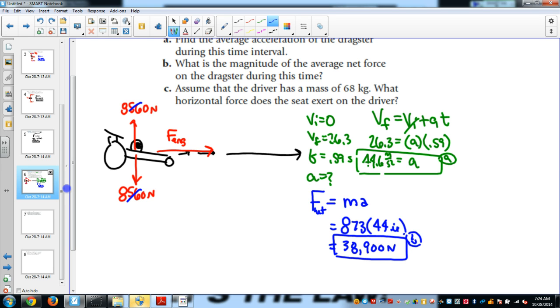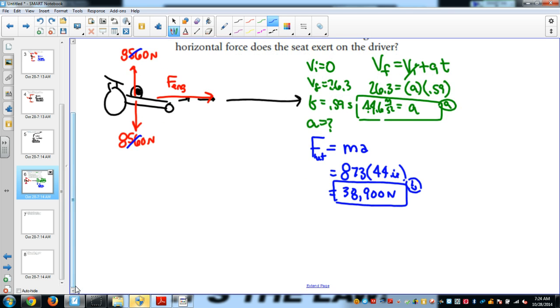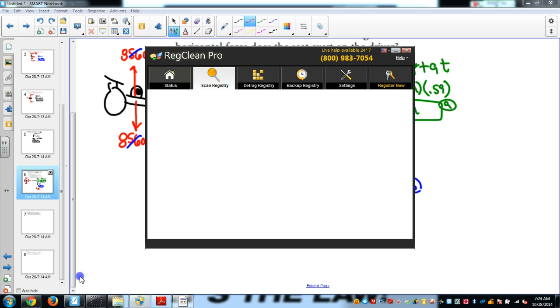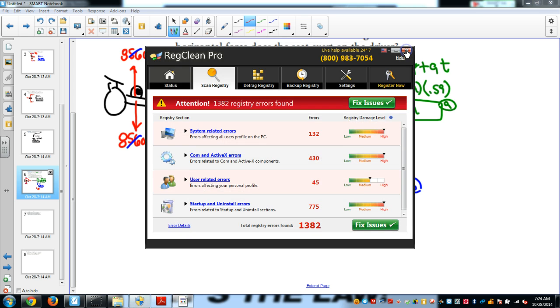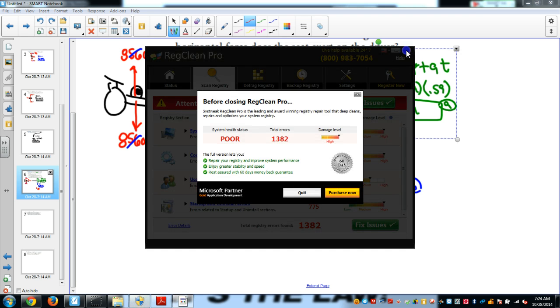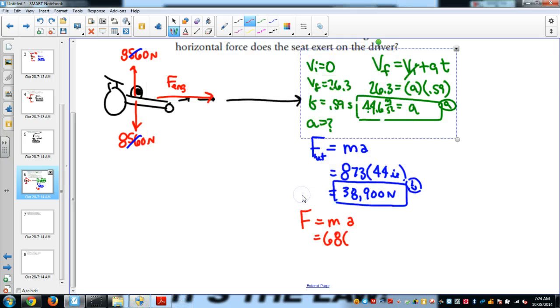So part C says, assume that the driver has a mass of 68 kilograms. What is the horizontal force that the seat exerts on the driver? So he is 68 kilograms, is that right? Okay. So again, I'm going to plug her into F equals ma. So he has a mass of 68 kilograms, and he's doing that same acceleration of 44.6.